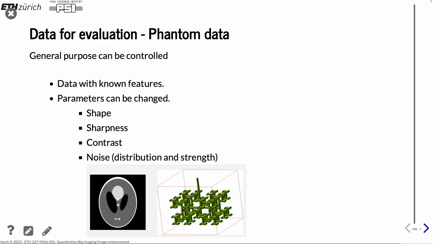So here is one case where you do it with a phantom, and the idea with a phantom is you have something with known features, and sometimes you can also play with the sizes or shapes, contrasts, and of course the noise. Here you have a classic phantom which is seen in, I think, every medical imaging lecture, the Shepp-Logan phantom. It should simulate what the brain looks like in a tomography.